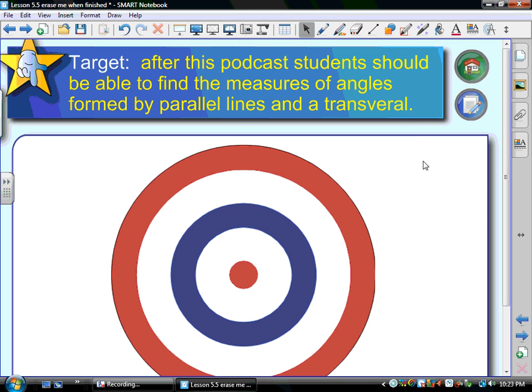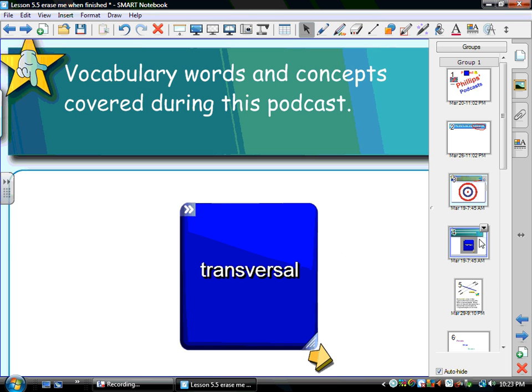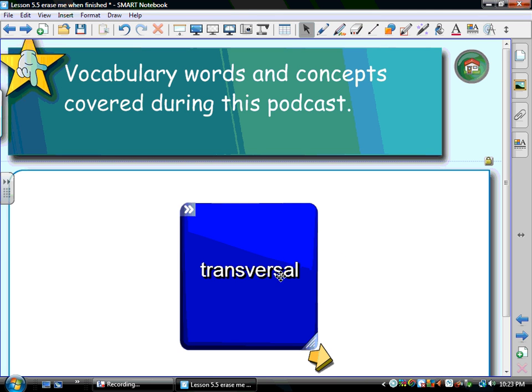By the end of the podcast today, guys, you should be able to find the measures of angles formed by parallel lines and a bam! Transversal. For some strange reason, that vocabulary word keeps popping up. I'm thinking it might be important, so pay attention. Bam! There it is again, transversal.